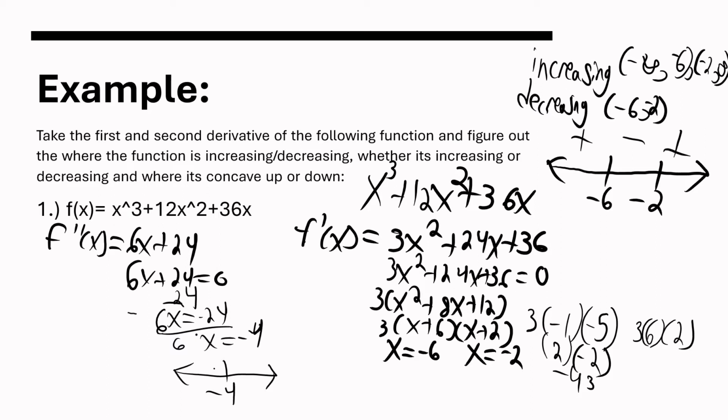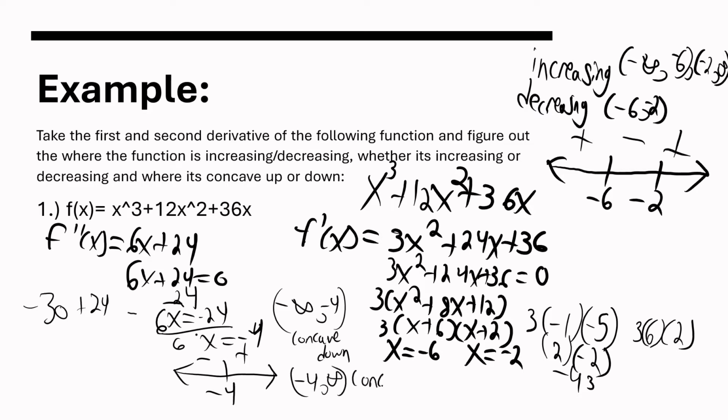So let's do -5. -5 times 6, so -30, plus 24. That'll give you a negative number. So it's concave down. Okay. And then we'll do a number greater than -4. We're going to do 0 again because that's easier. And we get a positive. So we know that from -infinity to -4, it's concave down. And we know from -4 to positive infinity, we're concave up. Okay, that's it on this problem.